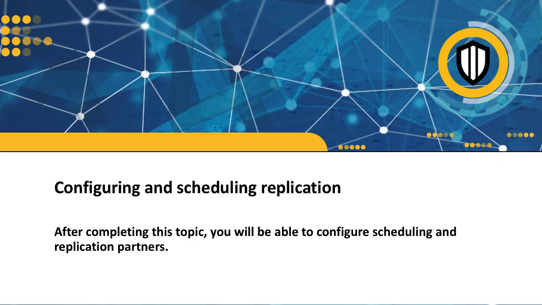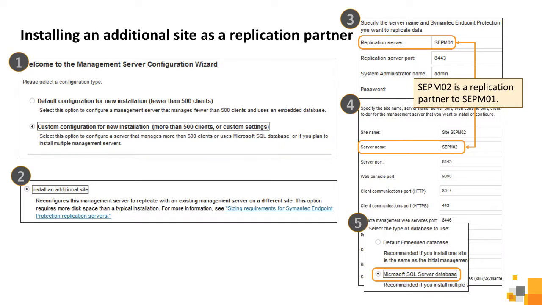This is the Configuring and Scheduling Replication topic. To install a new Symantec Endpoint Protection Manager and MS SQL database for replication with an existing SEPM using the Management Server Configuration Wizard, follow these steps. Select Custom Configuration. Choose to install an additional site. Name the site. Populate the server name, server port, web console port, and server data folder fields. Also populate the replication server, replicating server port, and administrator name and password fields. Type and confirm the password in the MS SQL Server fields.